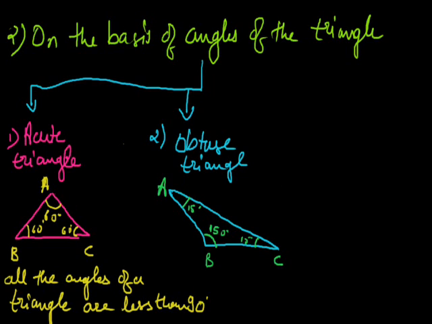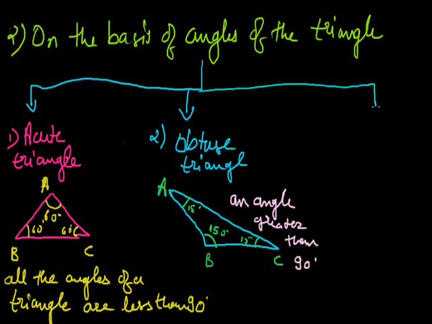So in an obtuse angle triangle, we have an angle greater than 90 degrees. Now the third type of triangle is the right angle triangle.